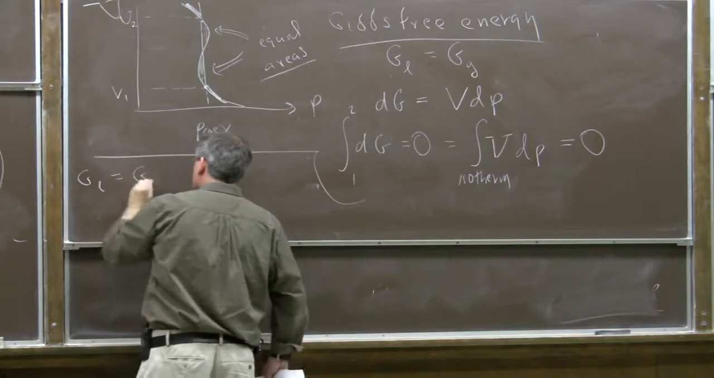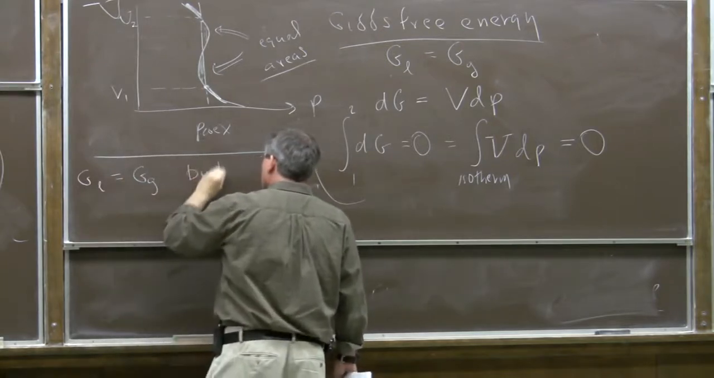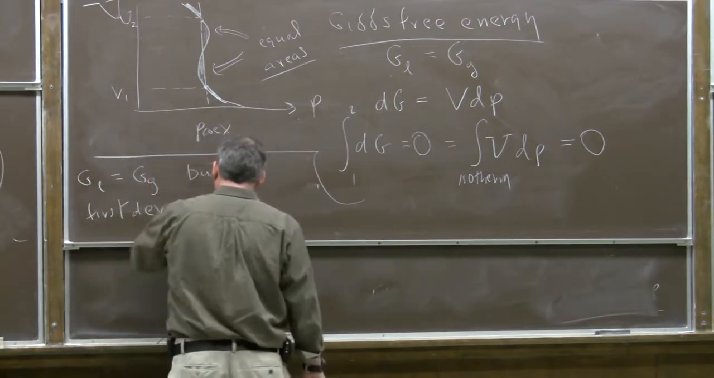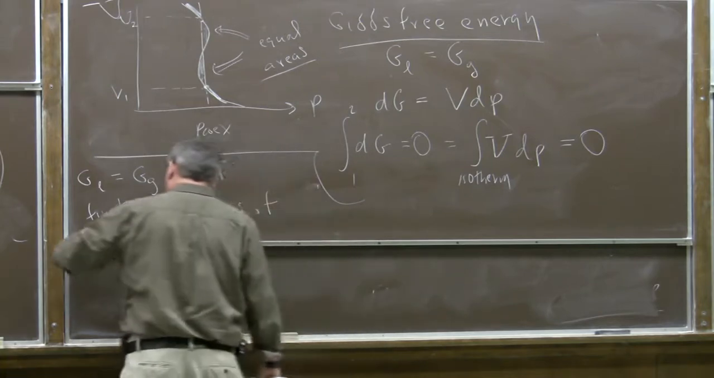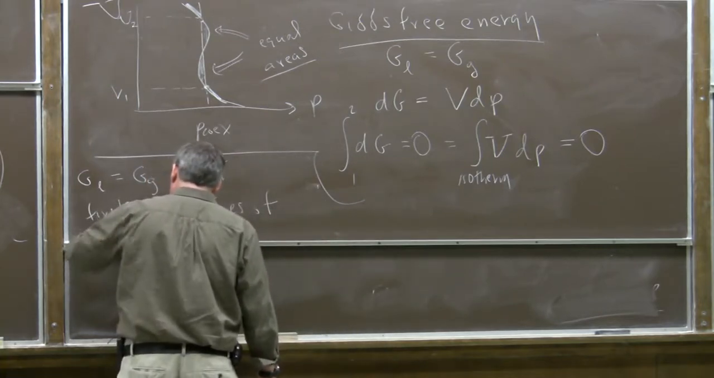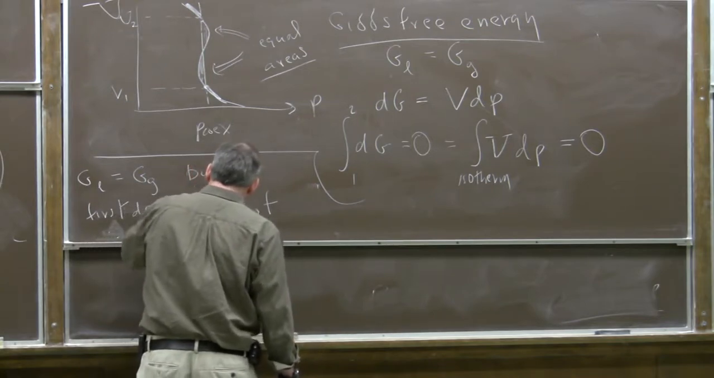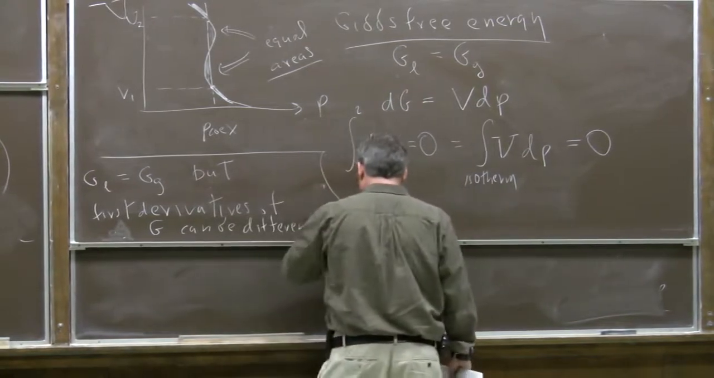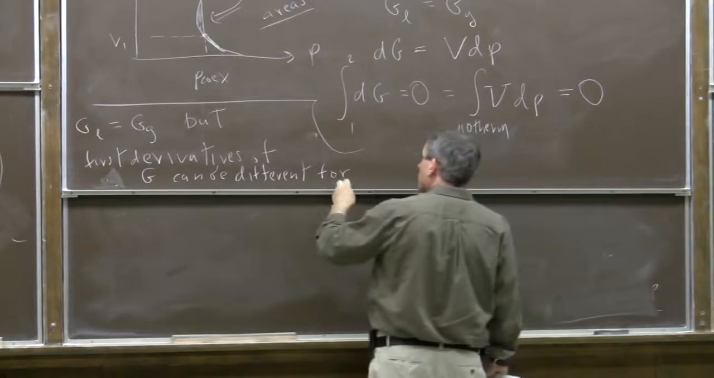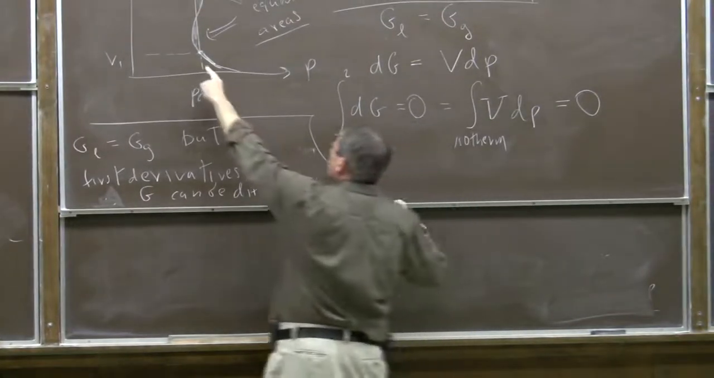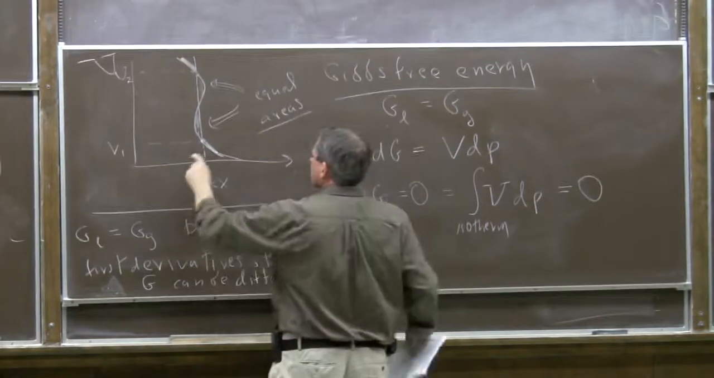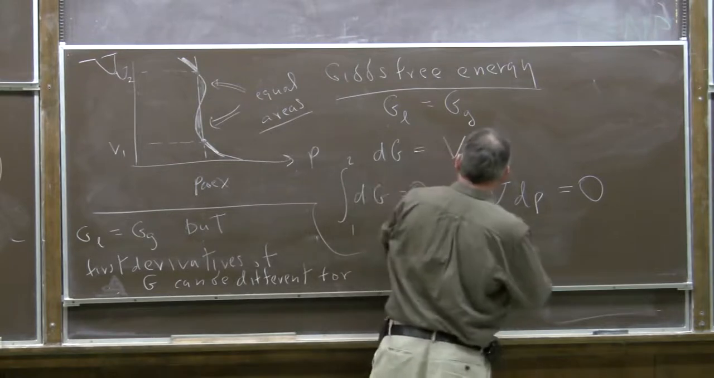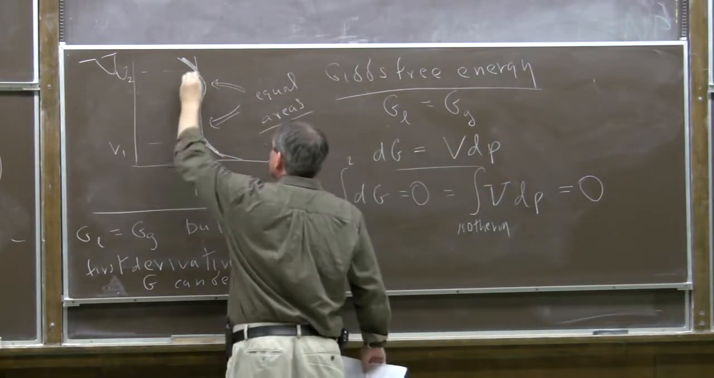G liquid equals G gas, but first derivatives can be different. Actually, it's not really this. The first derivative is actually the volume. So obviously there's a volume discontinuity. So the first derivatives being different just means these two volumes are different.